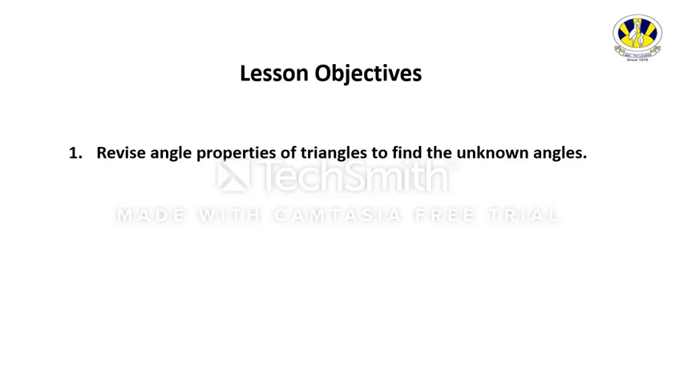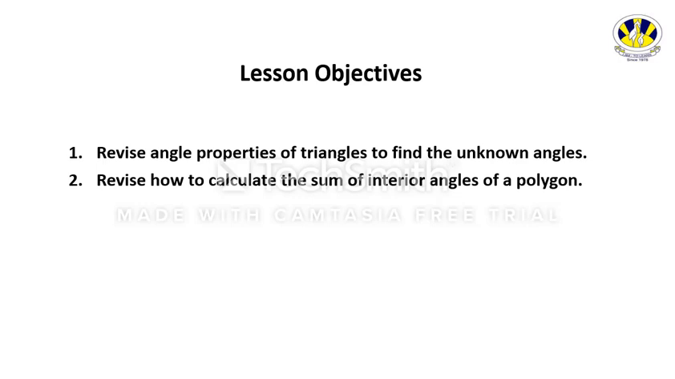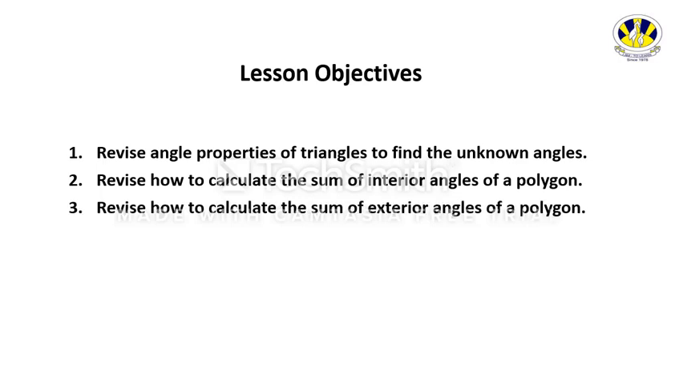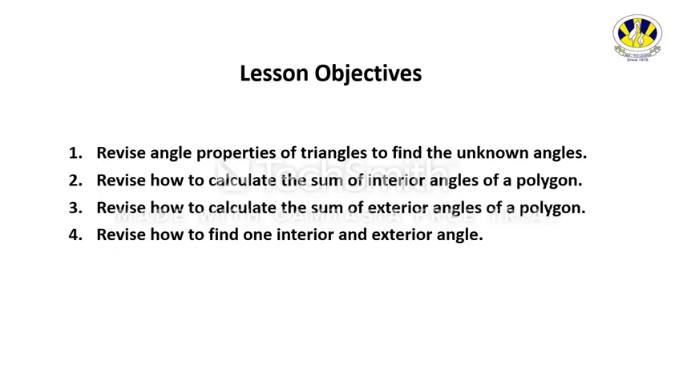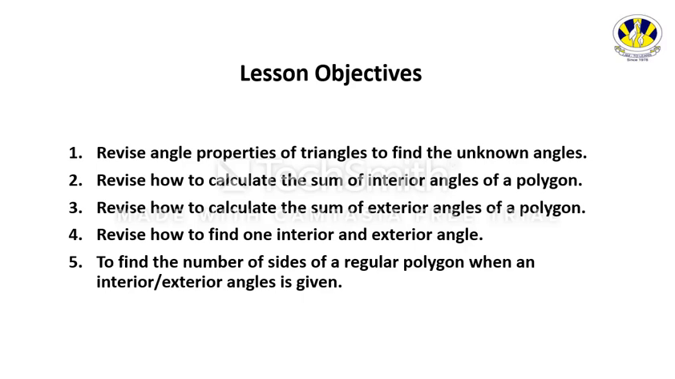So, what are the objectives for today's lesson? In today's lesson, we will be revising 4 things that we have learned in our video lessons number 1 and 2. Those were how to find the unknown angles in a triangle using the angle properties, how we calculated the sum of interior and exterior angles in a polygon, and then how we find one interior and exterior angle in the given polygon.